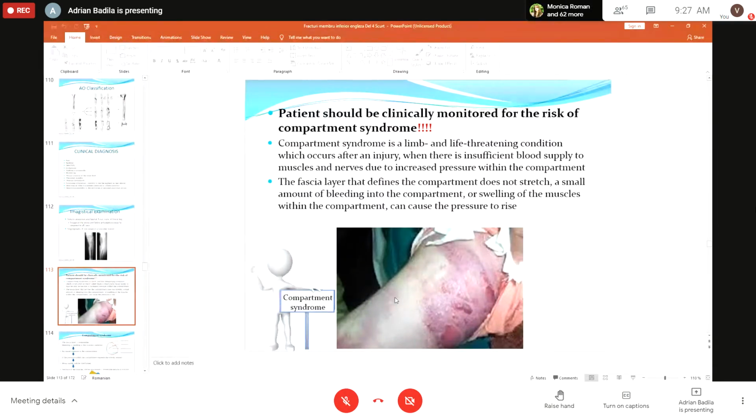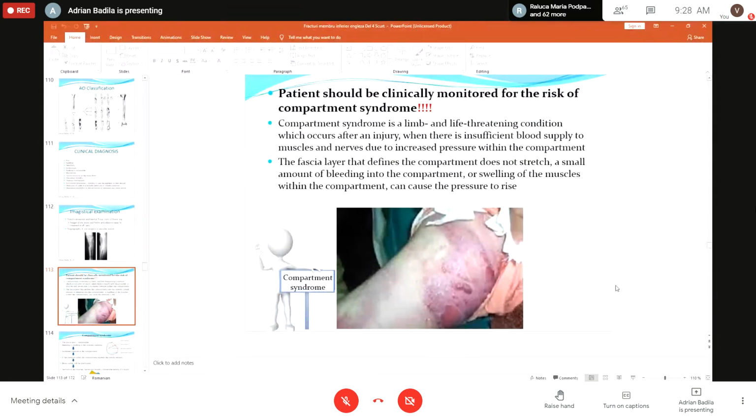There is a complication called the compartment syndrome. It can appear in all segments of the upper and the lower limb, but we will treat this syndrome here because it is most frequent at the level of the lower limb, lower leg. This complication is a limb and life-threatening condition when, after an injury, after a trauma, there is insufficient blood supply to the muscles, nerves, and arteries into a compartment.